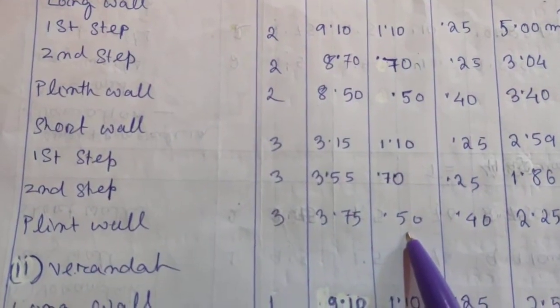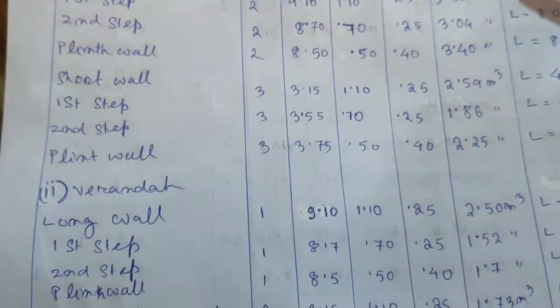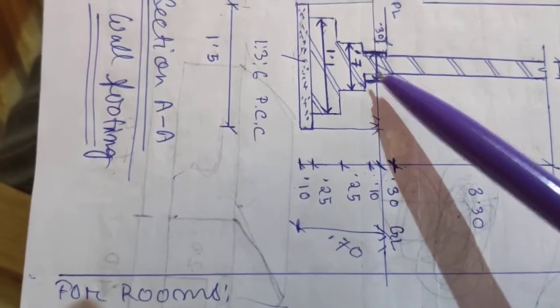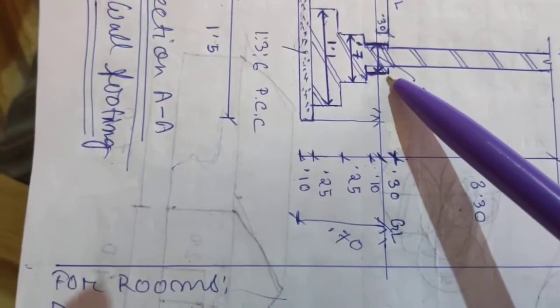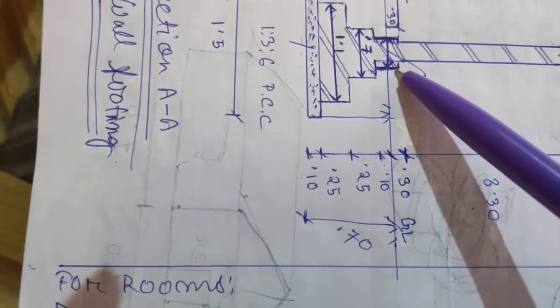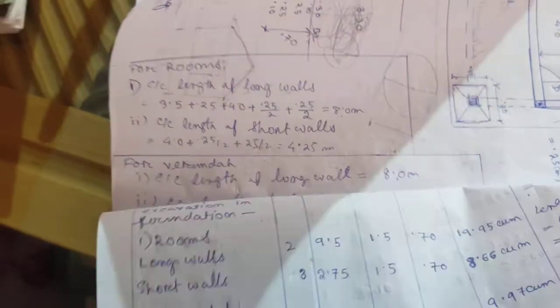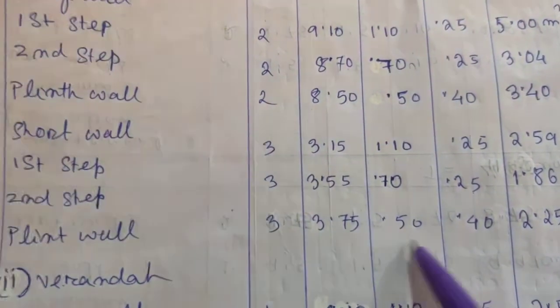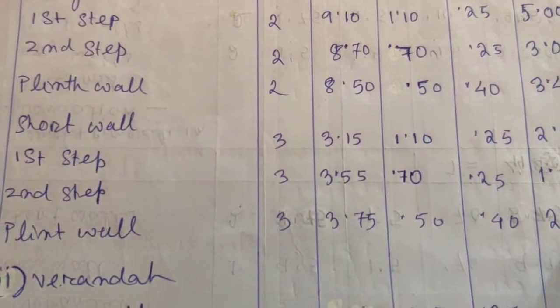0.5, as I have already mentioned, is the breadth. And the height, what is the height? Height is 0.1 plus 0.3. From here, the plinth wall starts from here to here. So this is 0.1, this is 0.3. So total height is 0.4. So under the height column we will write 0.4. So number into length into breadth into height is equal to the quantity.